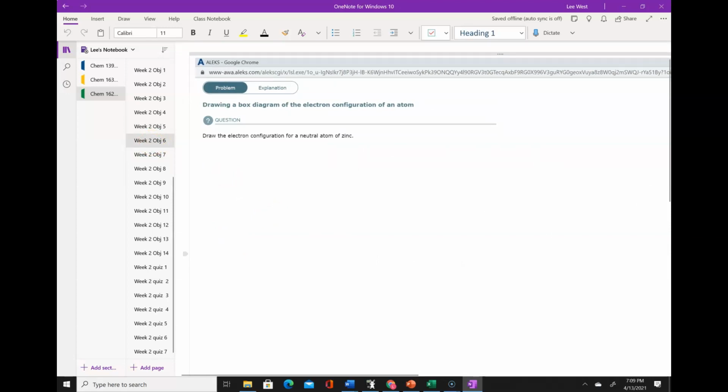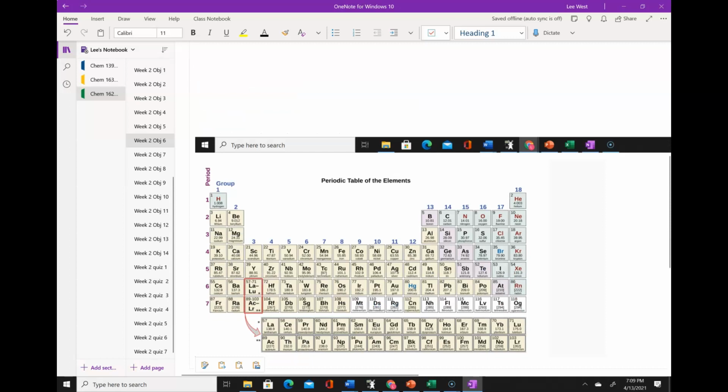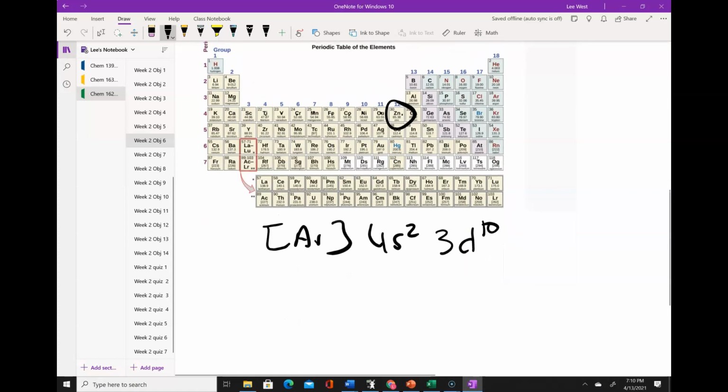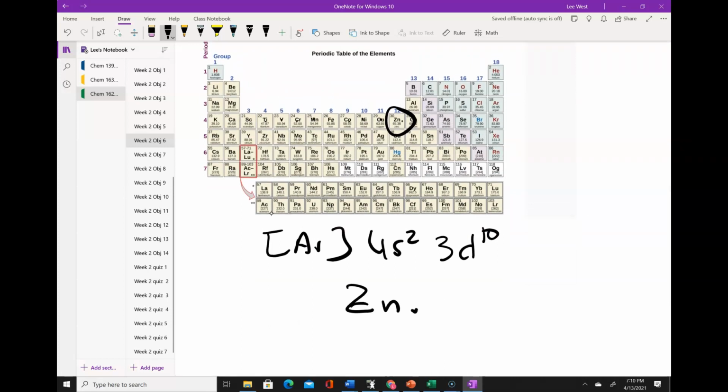Draw the electron configuration for a neutral atom of zinc. So let's get our periodic table there. Here's our zinc. We need to get the electron configuration for it. So the element that comes before is argon, 18 electrons, and then we've got 4s2, and then we've got 3d, 1, 2, 3, 4, 5, 6, 7, 8, 9, 10, 3d10, and that is our neutral atom of zinc.